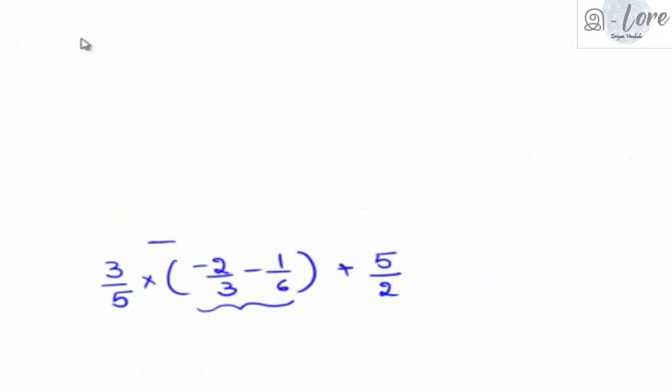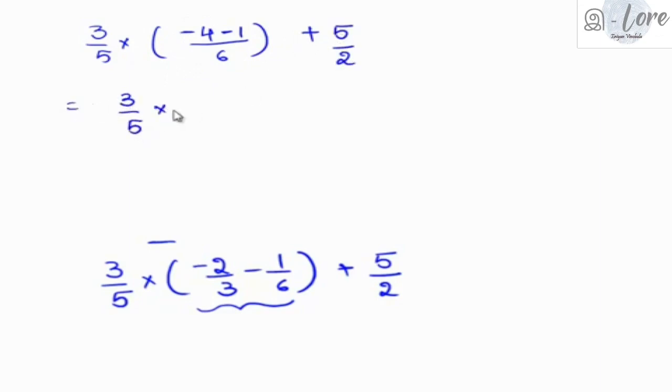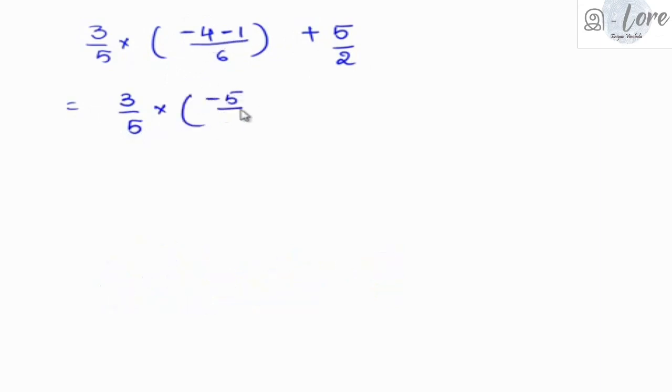We have to take the problem and write the expression with the common denominator. 3 by 5 into common denominator 6. The first term we multiply by 2, so minus 2 into 2 is equal to minus 4. The second term we multiply by 1, so minus 1. So plus 5 by 2, which is equal to 3 by 5 into minus 4 minus 1, which is nothing but minus 5 by 6, plus 5 by 2.